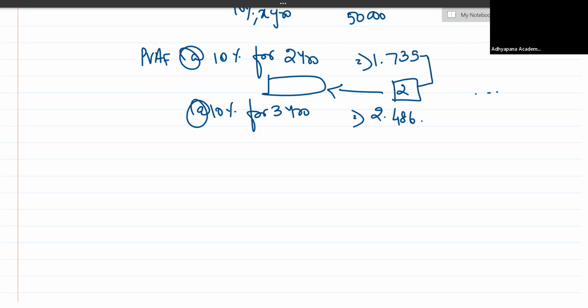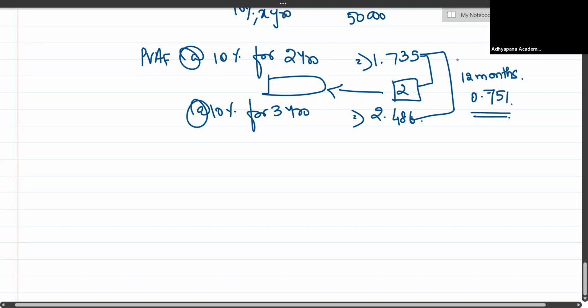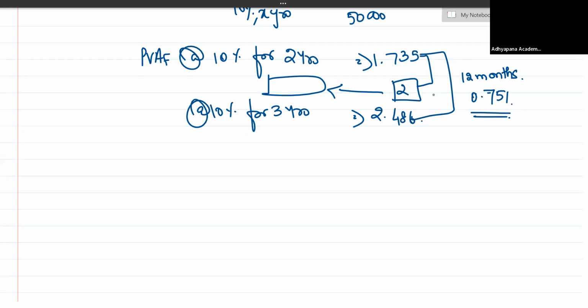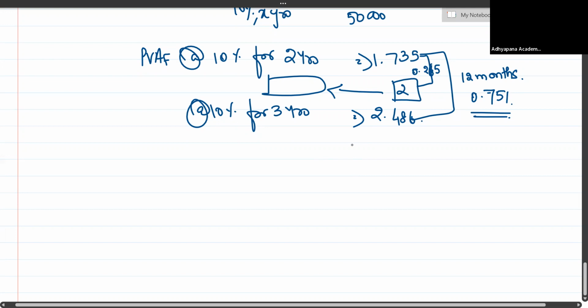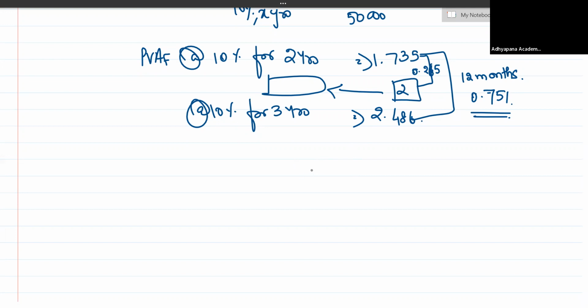This is the present value factor, correct? The present value factor is increasing for a period of 12 months. 1 year is 12 months. For a period of 12 months, it is increasing from 1.735 to 2.486. 2.486 minus 1.735, for a period of 12 months, the increase in present value annuity factor is 0.751. How much is the increase in annuity factor you want? You want NPV to be 0. For that, it is 2 minus 1.735, which is 0.265. So cross multiply to find the period, and that cross multiplication only is statistically called as interpolation.